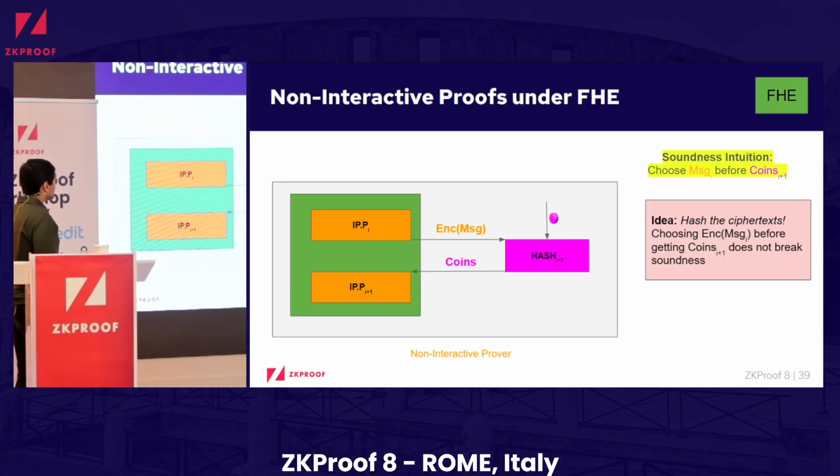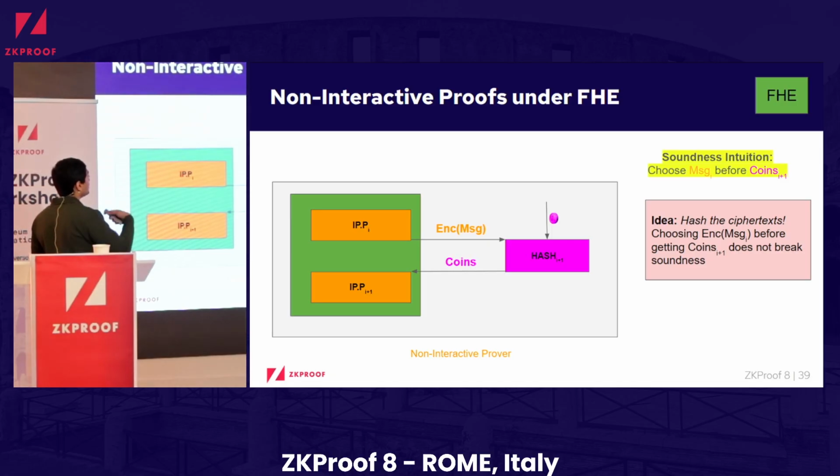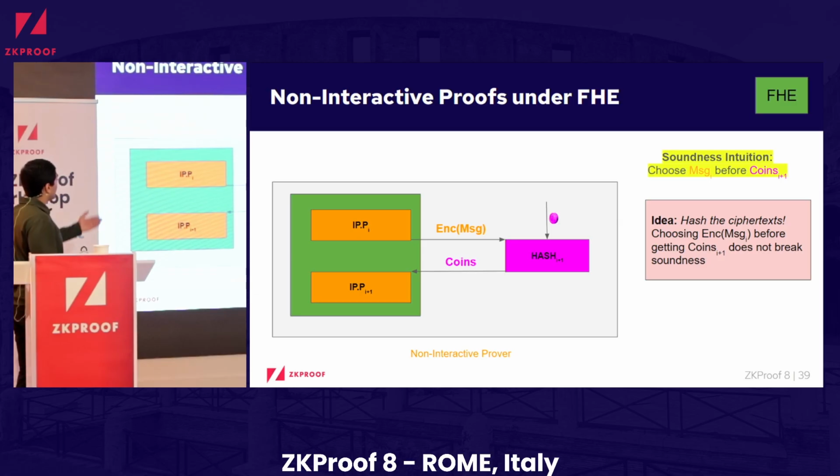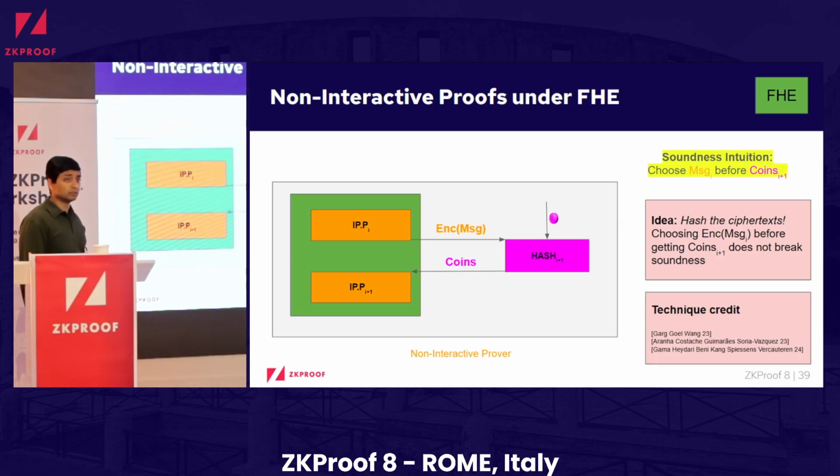So how do we fix this? Well, the idea is instead of doing the hash function under FHE, let's take it outside of FHE, right? In particular, choosing a ciphertext which encrypts a message still in the underlying decrypted proof is like I'm choosing the message before I'm getting the coins, right? So I can hash the ciphertext outside of FHE and get some plain text coins as a result. And this technique is credited to a bunch of people.